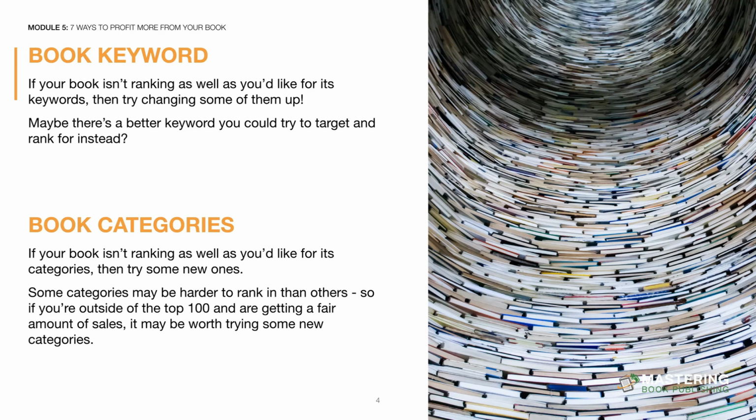Next is the book's categories. So again, if your book isn't ranking as well as you'd like for its categories, then try some new ones. Some categories may be harder to rank in than others. So if you're outside of the top 100 and you're still getting a fair amount of sales, then it may be worth trying some new categories that you could rank for easier. And if you can rank in some of those categories, that could be a new source of profit and sales for your book.